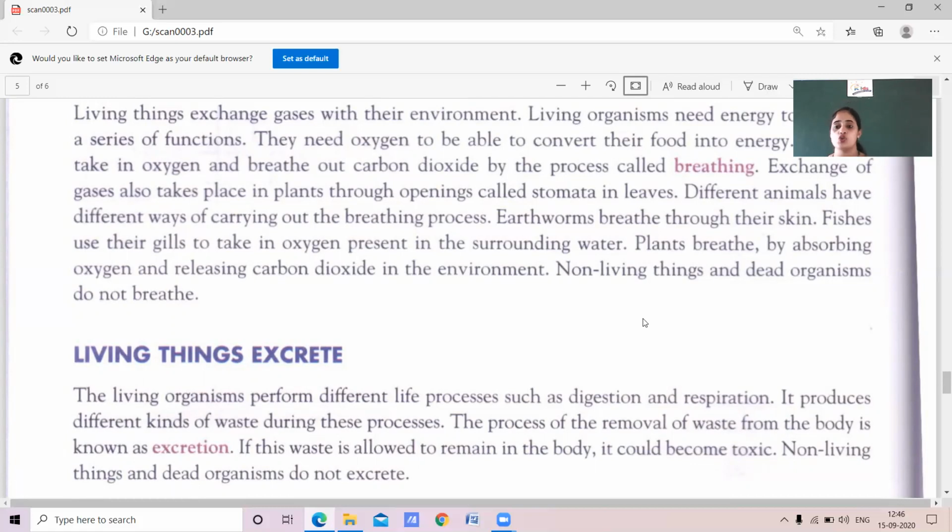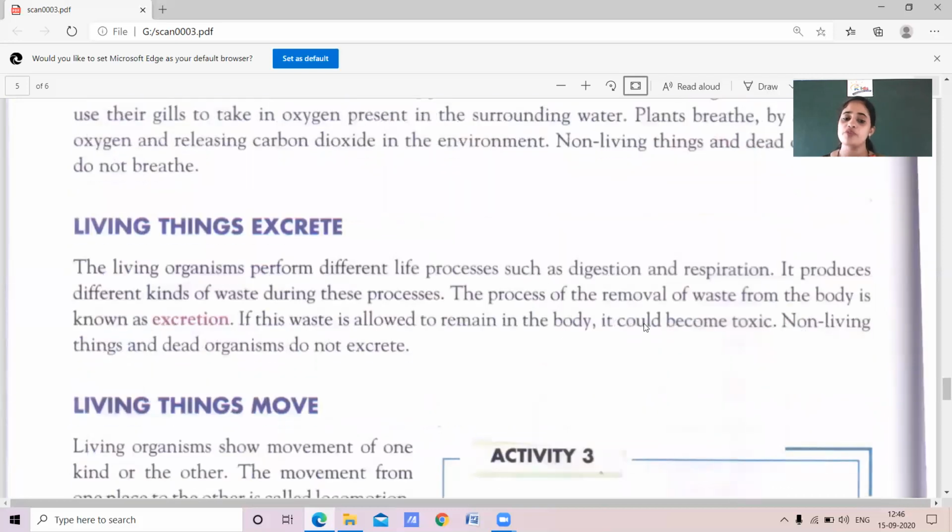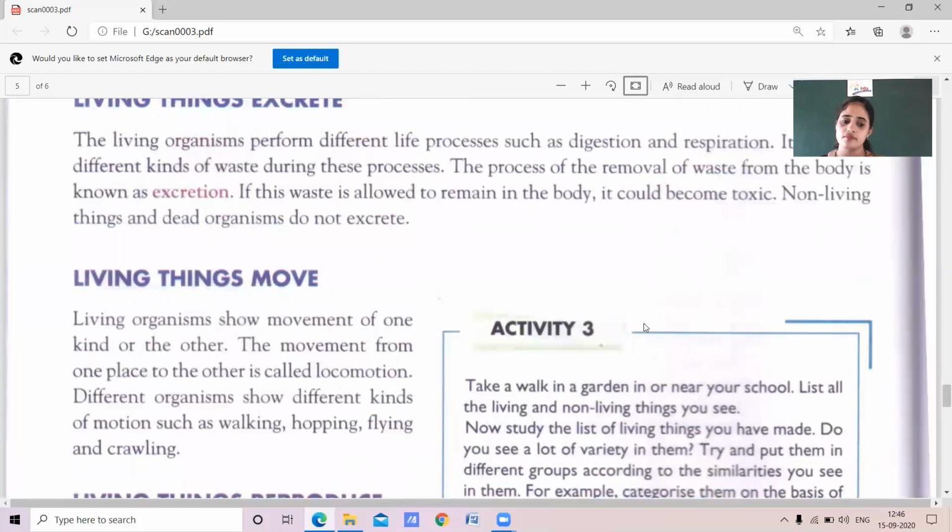If this waste is allowed to remain in the body, it becomes poisonous or toxic. This character is shown by living things, whereas non-living things or dead organisms do not excrete or remove waste from the body. This is the fourth character. Come to the fifth one. Living things move from one place to another place.